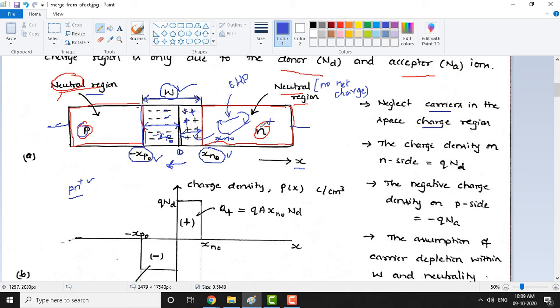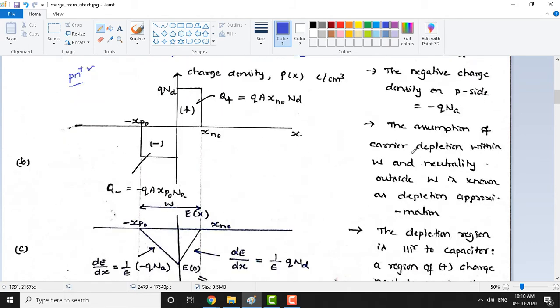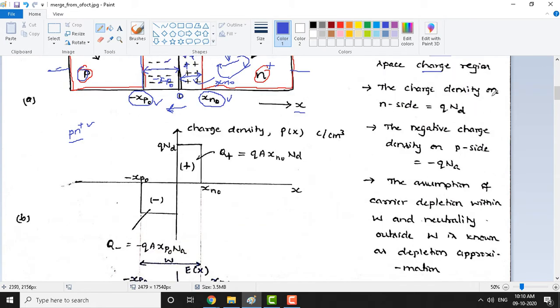Let me show a few mathematical equations for this. The space charge density on the n side is given by q times Nd. This graph shows the charge density. The notation here is rho of x, which indicates charge density as a function of distance. Its unit is coulomb per centimeter cube. So the charge density on the n side is going to be q times Nd.